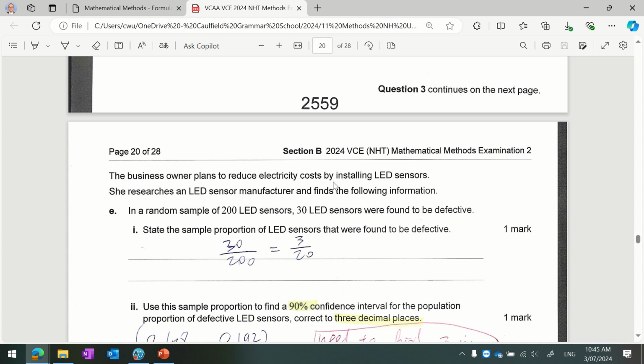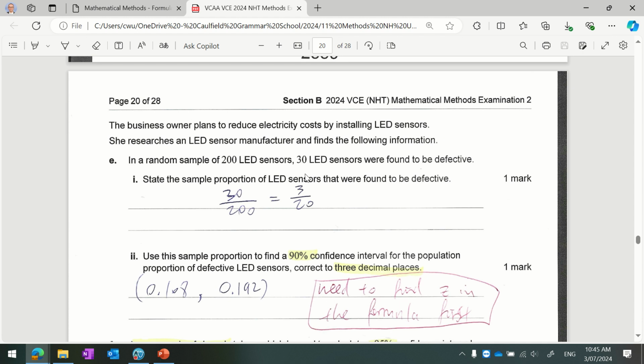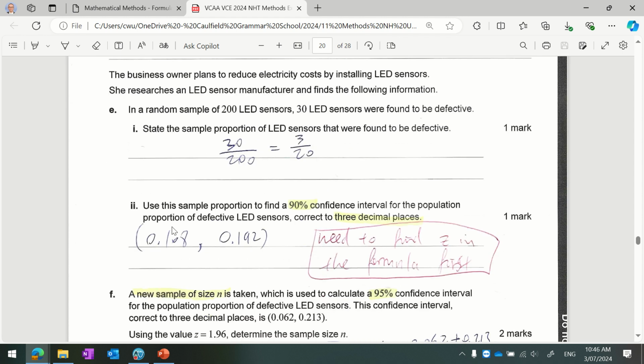And now the business owner wants to reduce electricity costs by installing LED sensors. She does some research on LED sensors and has the following information. In a random sample of 200 sensors, 30 were defective. We need to state the sample proportion of sensors that were found to be defective. It is just 30 over 200, which is 3 over 20. Simplify your answer, please. And then use this sample proportion to find a 90% confidence interval for the population proportion of defective LED sensors, correct to 3 decimal places.